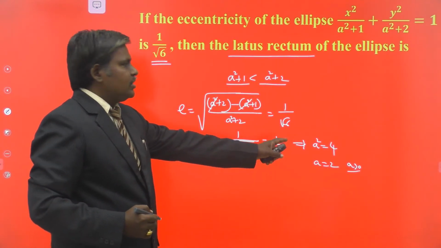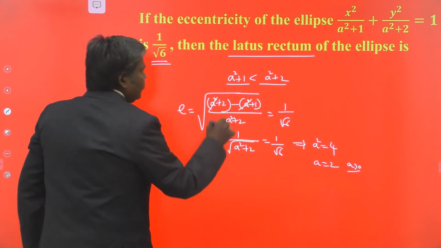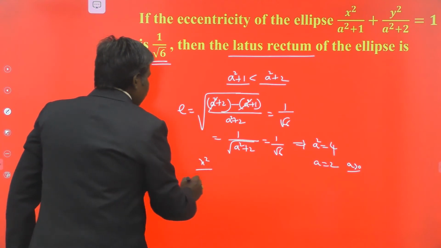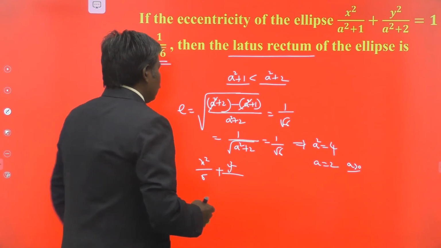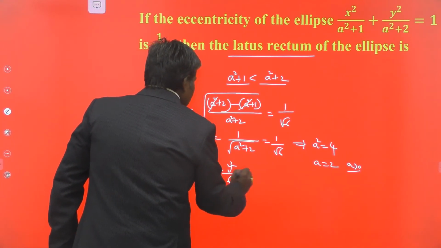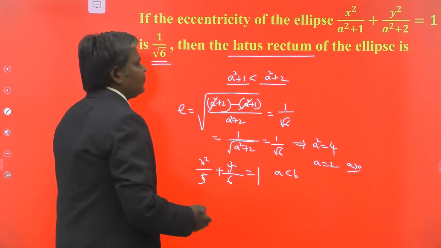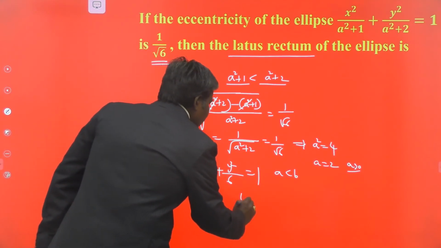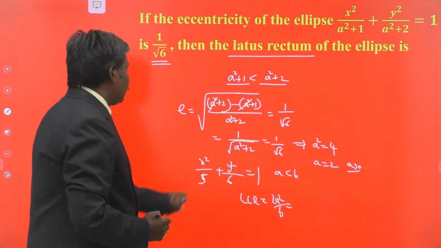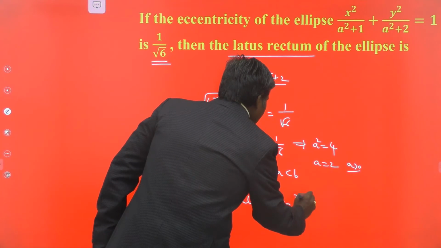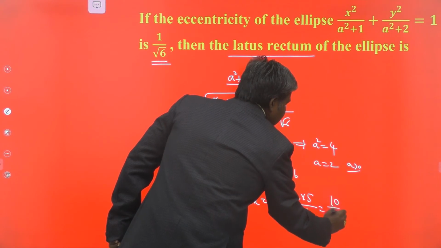We have the A value. Just substitute the A value there, we get the equation of the ellipse. That is X square by A square plus 1, meaning 4 plus 1, that is 5. X square by 5 plus Y square by A square plus 2, meaning 4 plus 2, that is 6. X square by 5 plus Y square by 6 equal to 1. This is the A less than B case. We have to find out the length of the latus rectum. What is the length of the latus rectum? 2A square by B. 2A square, that is 2 times 5, by B, that is root 6. Your answer is 10 by root 6.